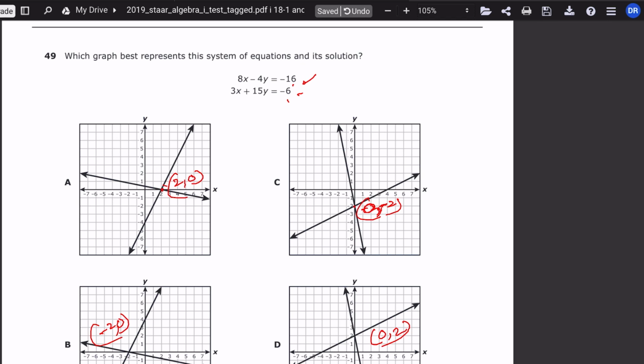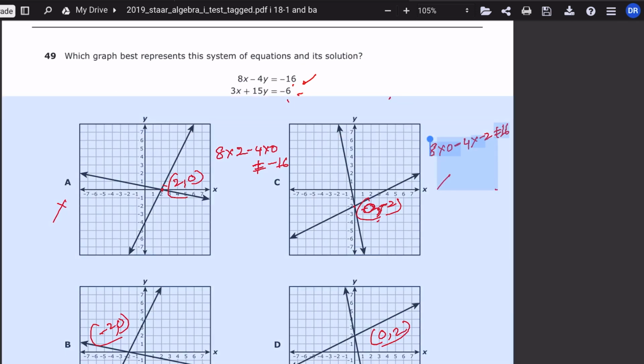So when you are checking 2, 0 here, you are getting for the first one 8 into 2 minus 4 into 0 is equal to minus 16. 8 2s are 16. So this is not correct, so this option cannot be satisfied. Next we will go into the second one. When we are taking this line here, 0 and minus 2, you are taking 8 into 0 minus 4 into minus 2, which is not equal to minus 16. So therefore C also is not the correct option.